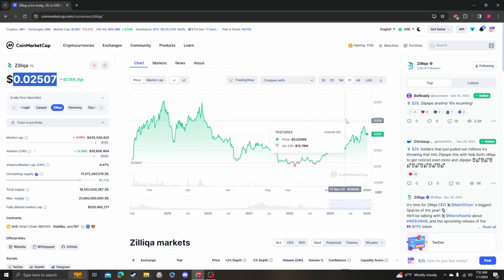I'll keep you updated as soon as it decides to do something that's a little bit less boring. This is probably just a giant accumulation zone for the last year, which is at 3 cents, 1.5 cents.